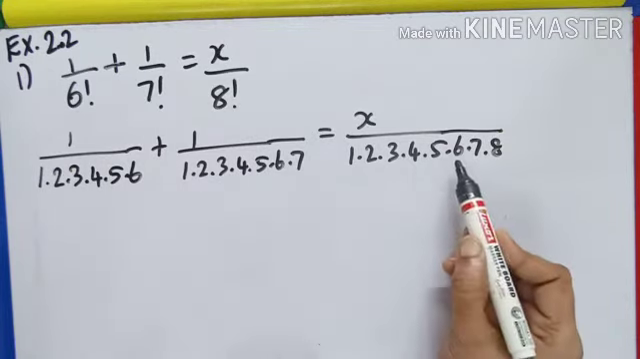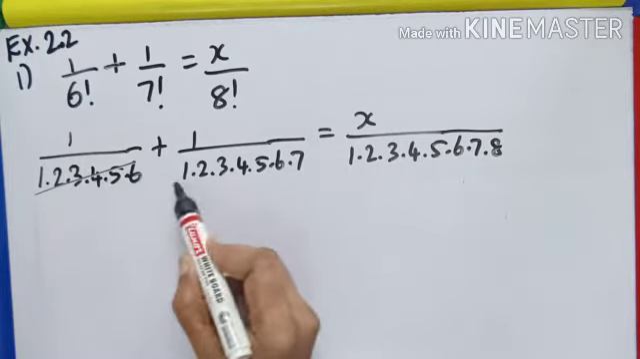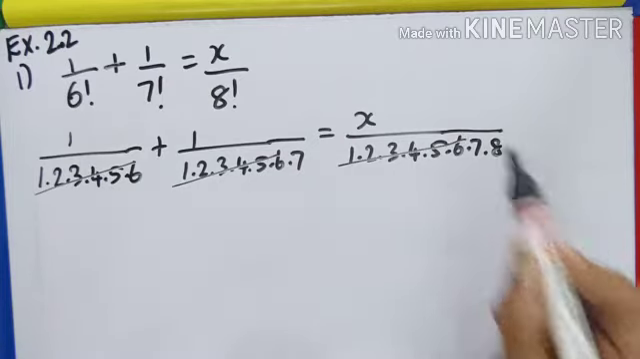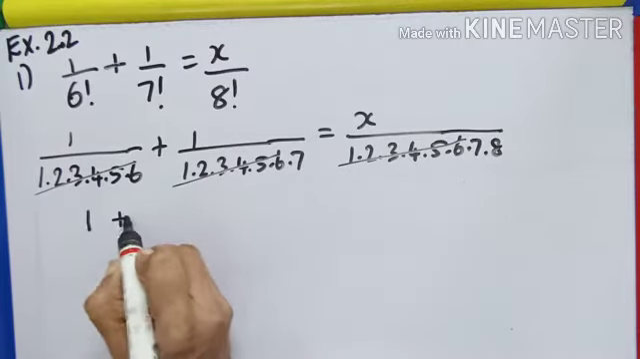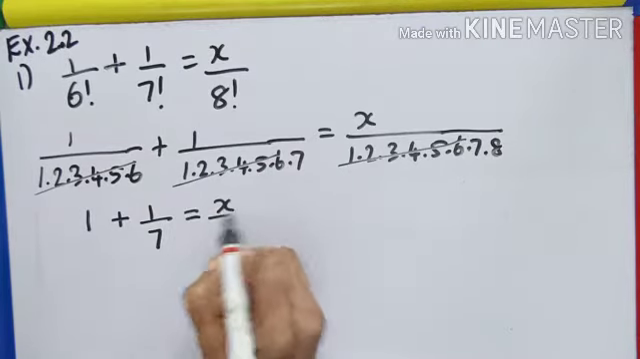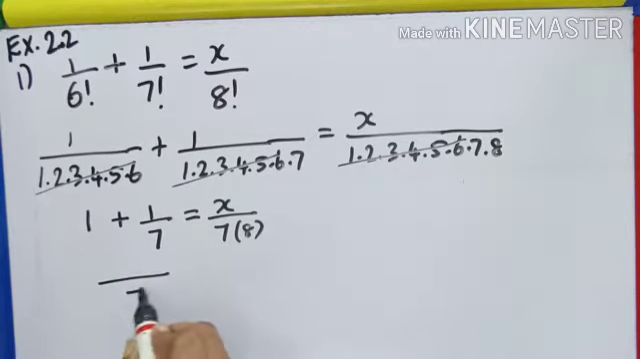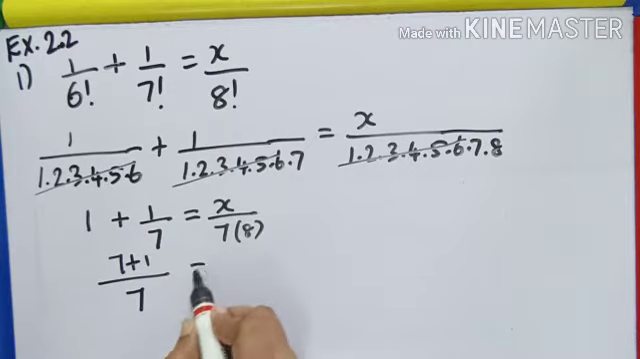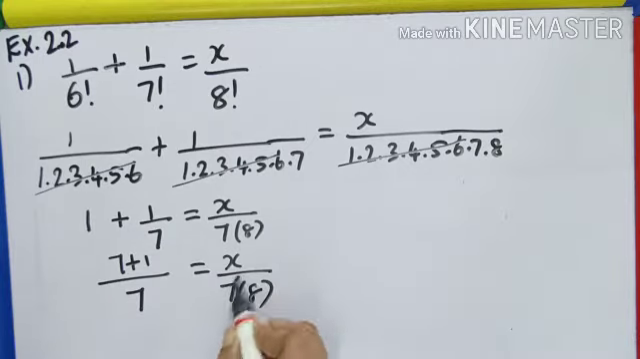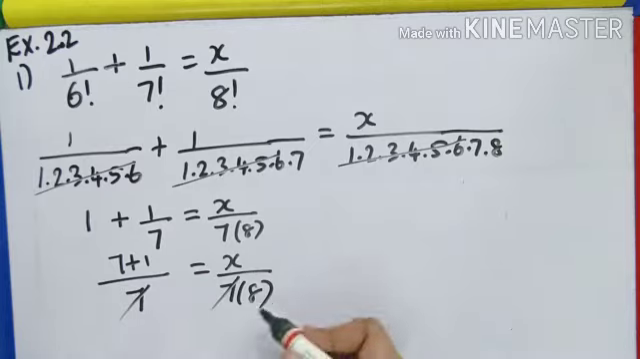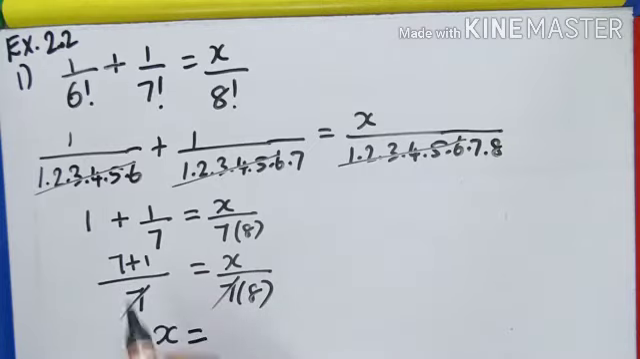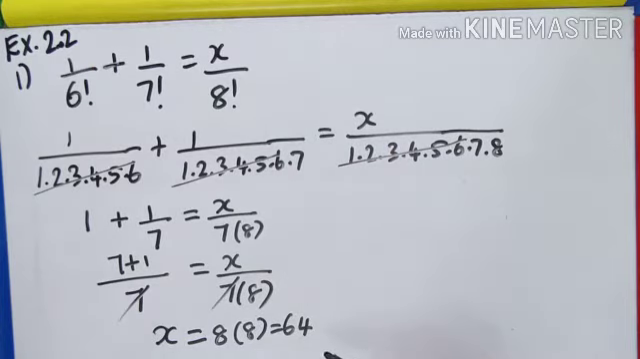In all the three terms, 1 to 6 I can cancel. So what remains? 1 plus 1 by 7 equals x by 7 into 8. Cross multiplying by taking LCM, 7 ones are 7 plus 1, x by 7 into 8. 7 and 7 I can cancel. Cross multiplying, x is equal to 7 plus 1 is 8 into 8, that is 64. My question is to find the value of x, and x is equal to 64.